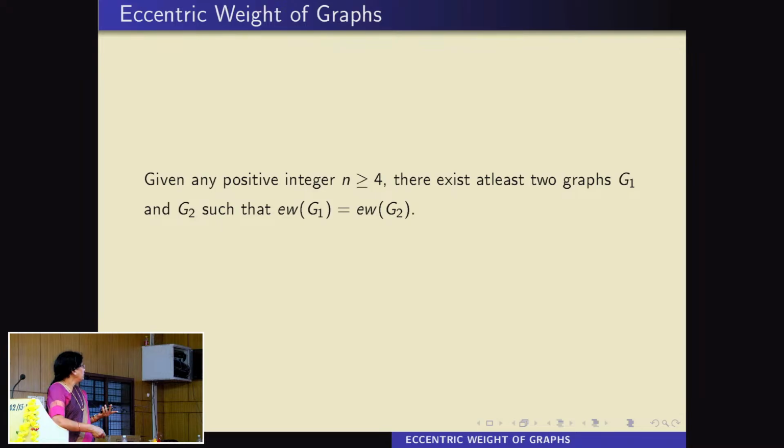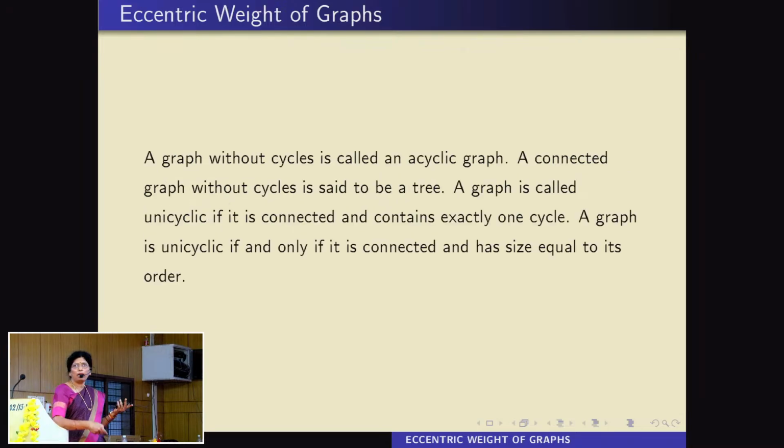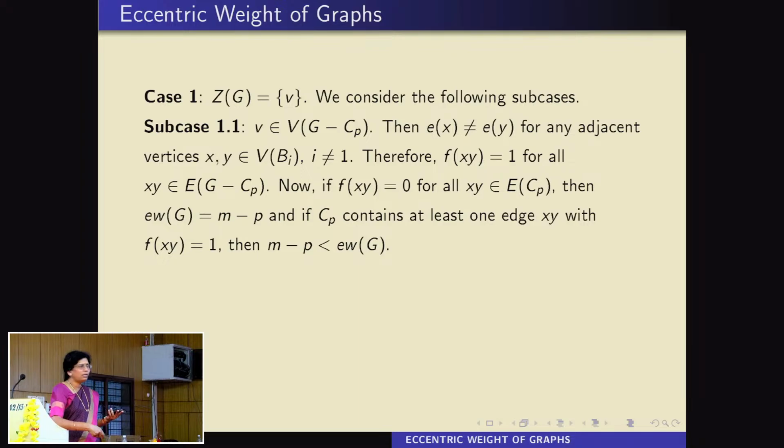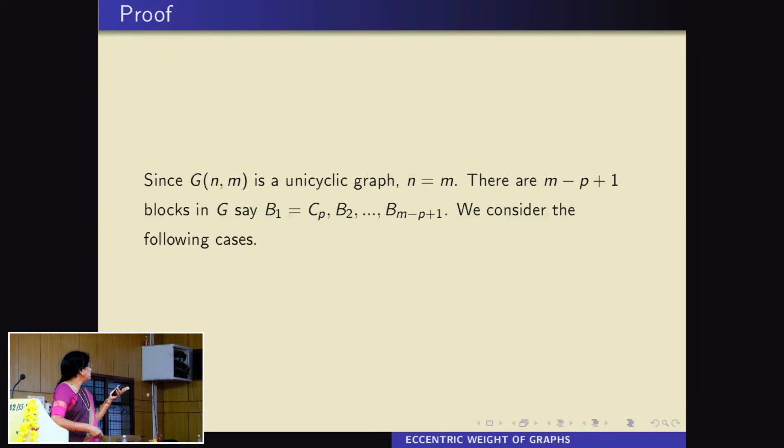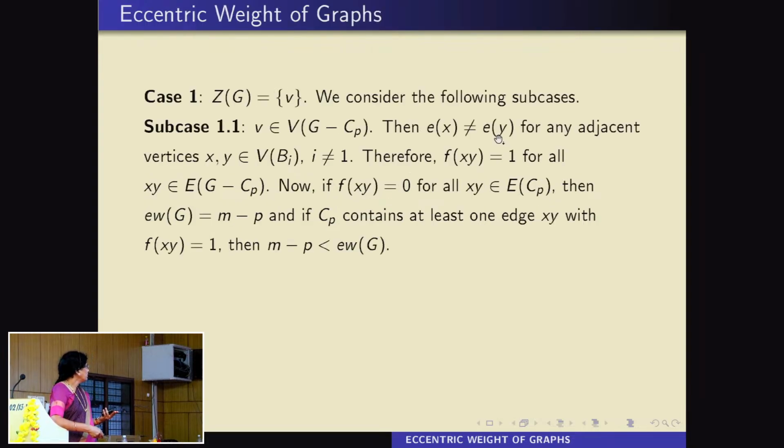I am considering the unicyclic graph. A graph which has only one cycle is called a unicyclic graph, and the speciality of unicyclic graphs is that they have an equal number of vertices and edges. So for a unicyclic graph we have the bound for the eccentric weight of the graph as m minus p, where Cp is the only cycle in that graph. I'll skip the proof, it's a lengthy proof.